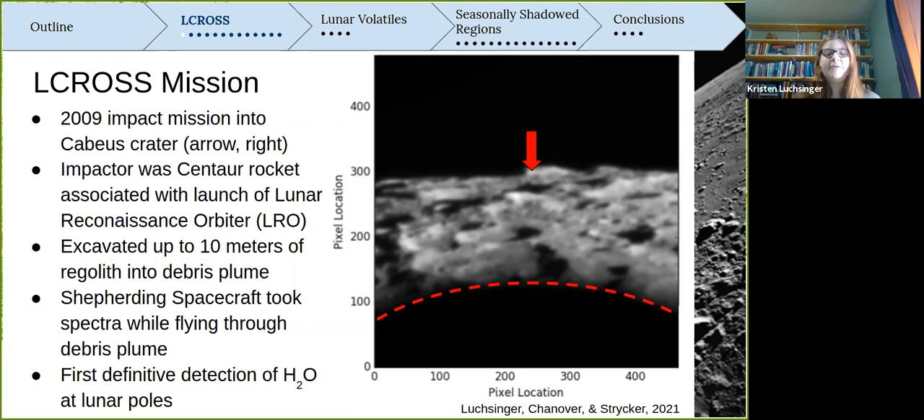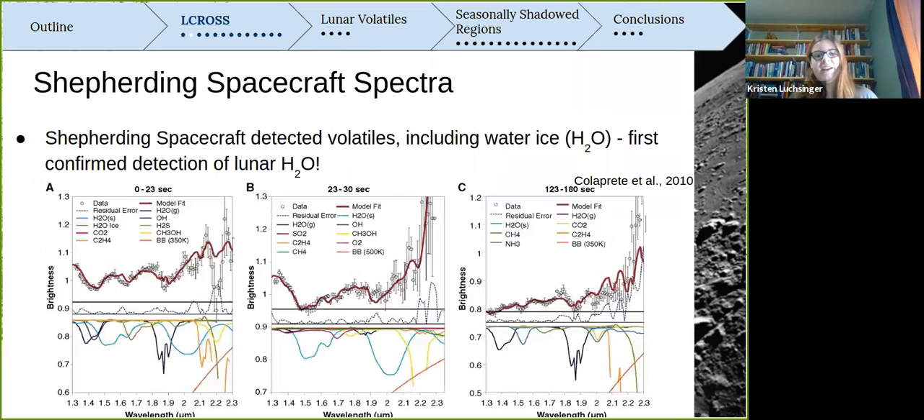So this was the first definitive and still the most definitive detection of H2O at the lunar poles. It was a really interesting and exciting mission, and it gave us a lot of new information about the interiors of these permanently shadowed regions. So the shepherding spacecraft spectra detected volatiles, including H2O specifically. This was the first confirmed detection of lunar H2O. And so it confirmed the presence of water ice in these permanently shadowed craters and gave us a lot of information about what was the possible source of this water ice, what other volatiles are here. So this was really groundbreaking in a lot of ways.